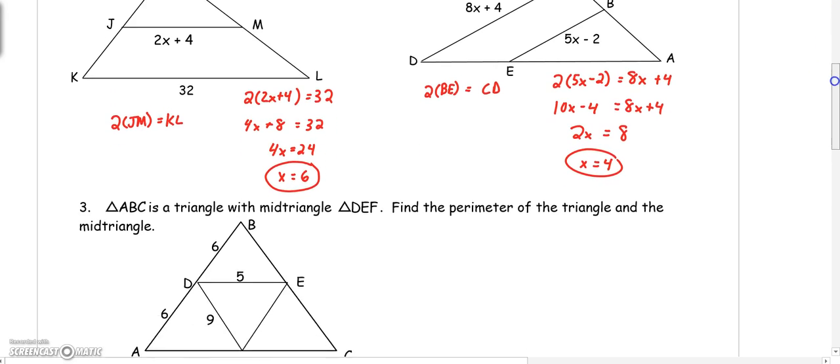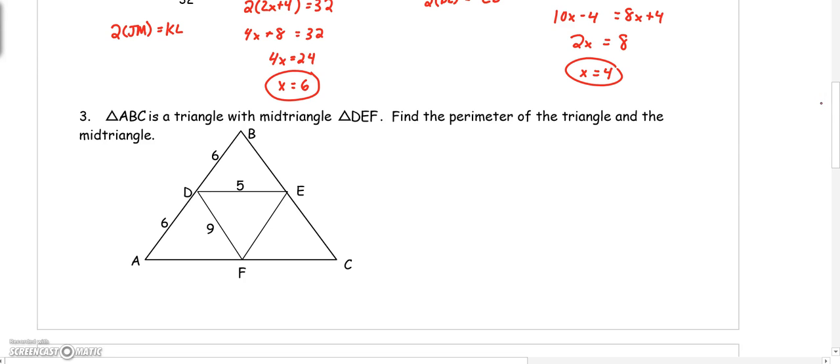In number 3, ABC is a triangle with mid-triangle DEF. Find the perimeter of the triangle and the mid-triangle. So let's start by looking at the midsegment with a length of 5. Remember that the midsegment, we need 2 of those to equal the length of our base, which means that AC, the base, has a length of 10, and that side is bisected into 5 and 5. The other midsegment that we are given is 9. So it's across from the BC side, so I double that to get my measure is 18. That side is also bisected into 9 and 9.